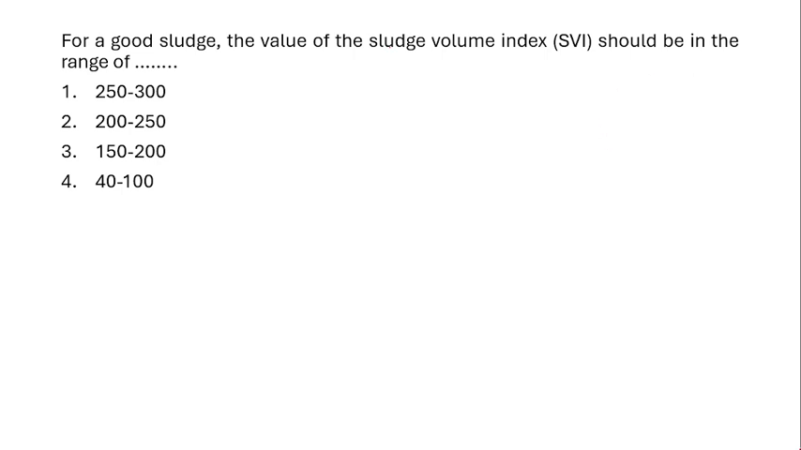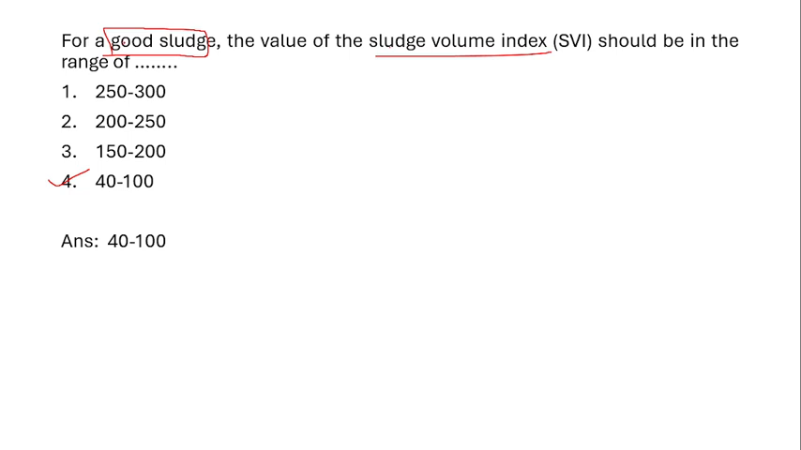The second question is for a good sludge. If the sludge is said to be a good sludge, the value of the sludge volume index should be in the range of... So, this is the value. This SVI, which is the sludge volume index, should be 40 to 100 only. Then only it is called a good sludge.